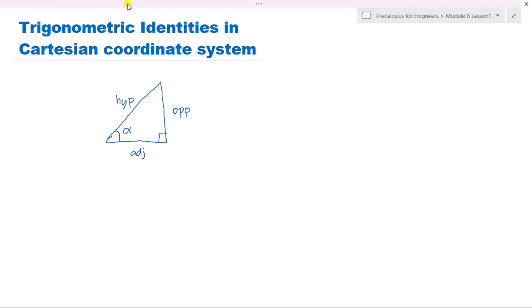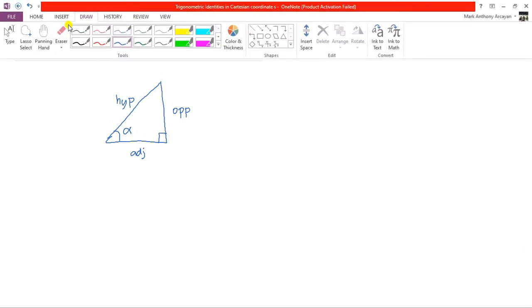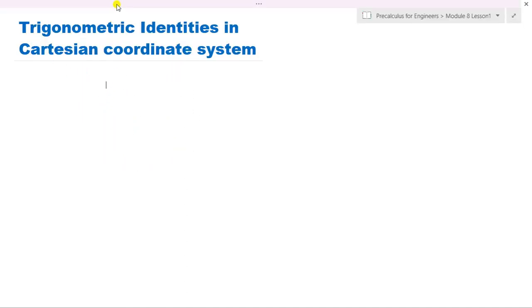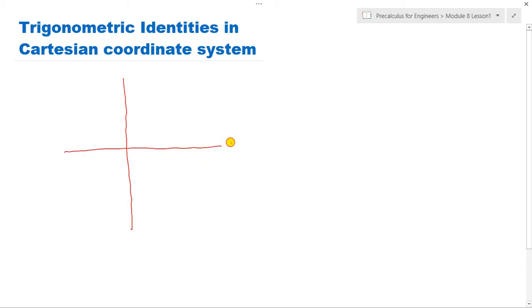But today we are going to have another version for our trigonometric identities using the Cartesian coordinate system. So I hope you remember the figure of the Cartesian coordinate system. So let's draw the Cartesian coordinate plane. So this one, the horizontal is the x-axis, and then the vertical is the y-axis.